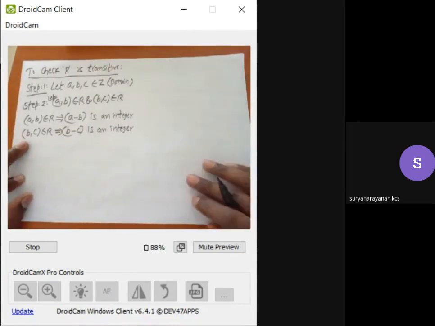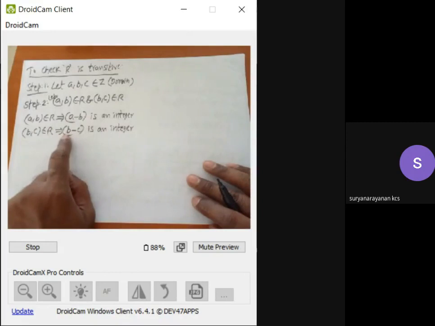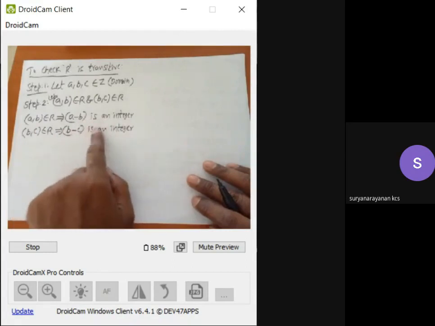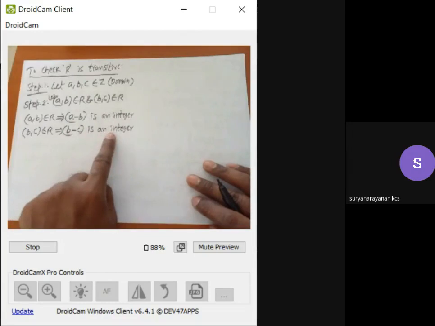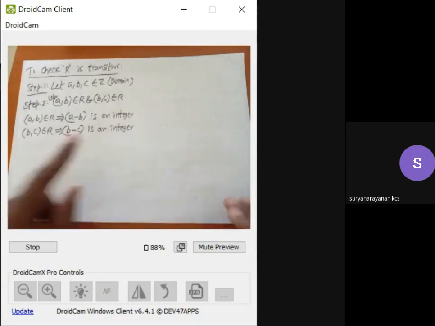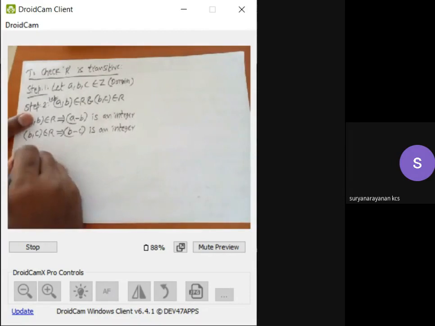In the given relation, we are writing here A and B. In the second statement, we are writing B and C in the place of X and Y. We got two statements: A minus B is an integer and B minus C is also an integer. Okay. Now come to step 3.